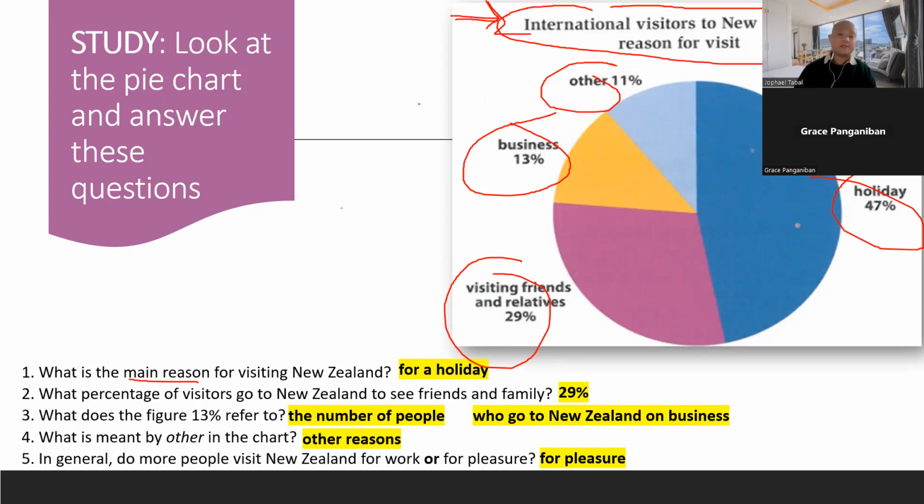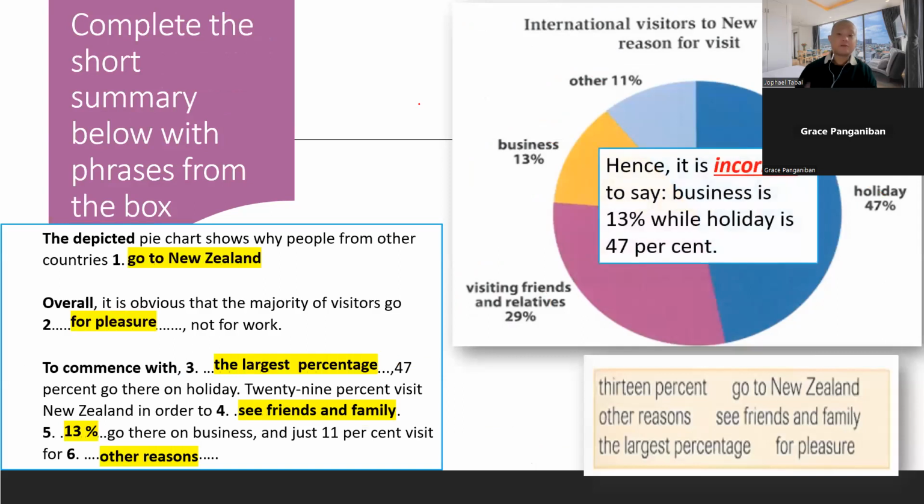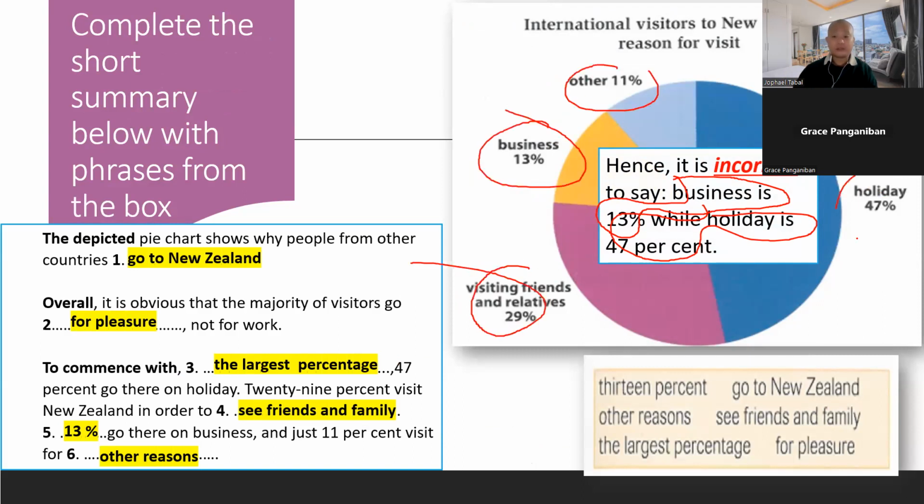Now, in some cases, you can see from our students, for example, them writing that business is 13%, while holiday is 47%. Now, this is absolutely incorrect. So this means the student hasn't understood the graph, because the graph doesn't say only about this, like for holidays 47%.